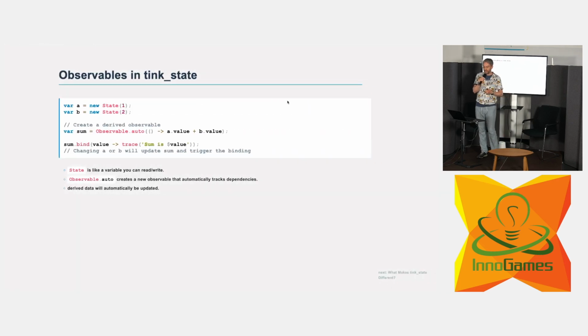The observable class in Tink State works similarly. In this example, we create two states. And we create something we will look into in a few slides: the magic observable auto. We just use the values of the two states we created and then bind to this newly created observable. So we basically build a small pipe network here. When we trace, we get the sum of the values in state 1 and 2. And the magic here is that as soon as we change one of the states, the sum will automatically update. So it will always be the correct sum of the two state data fields.